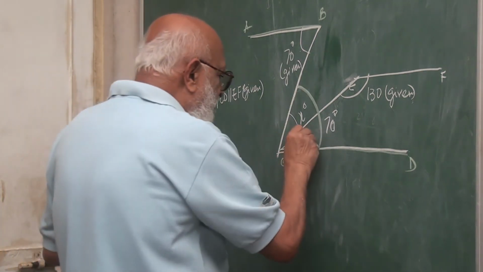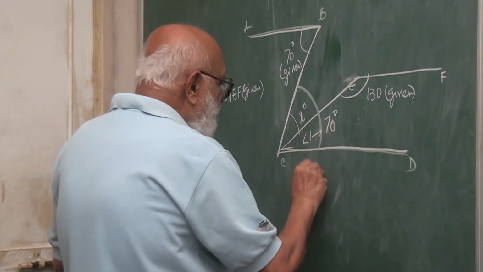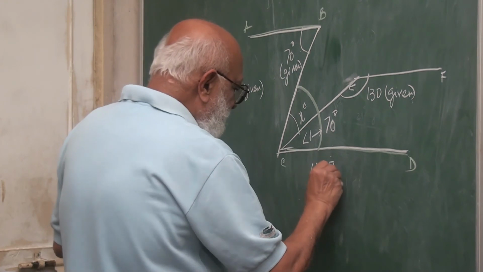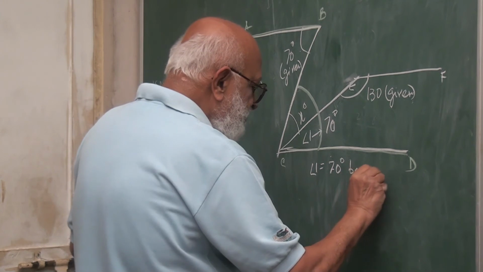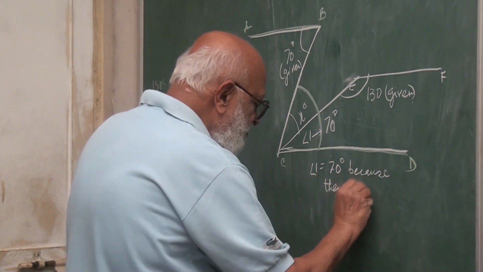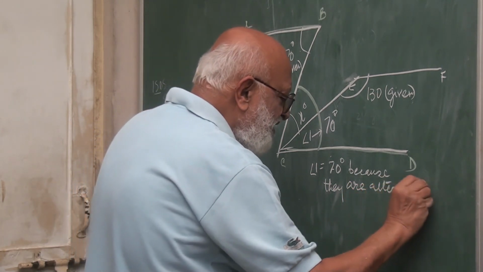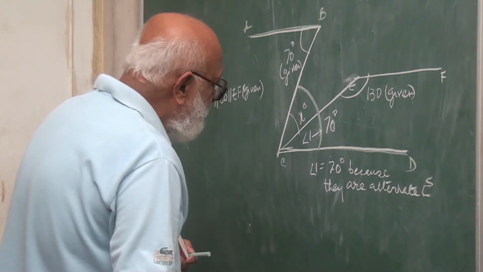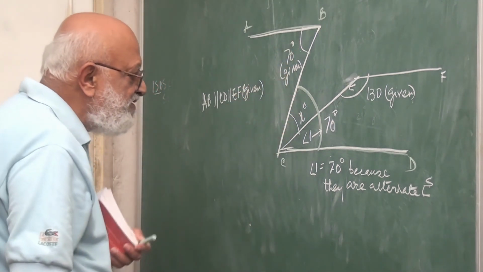Let's call it angle 1, the whole angle. So angle 1 is equal to 70 degrees because they are alternate angles. Okay? This is given, so I don't need to give it a name.